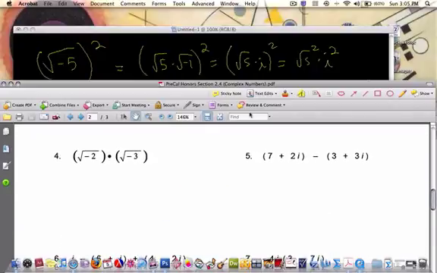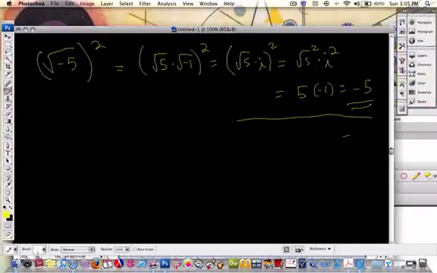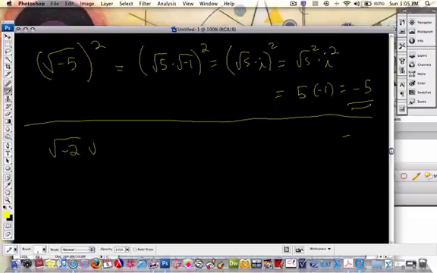Square root of negative 2 times square root of negative 3. Your first instinct might be to say that this is square root of 6 because you're thinking that you want to multiply inside the square roots. That only works for positive numbers or 0 inside the square root.